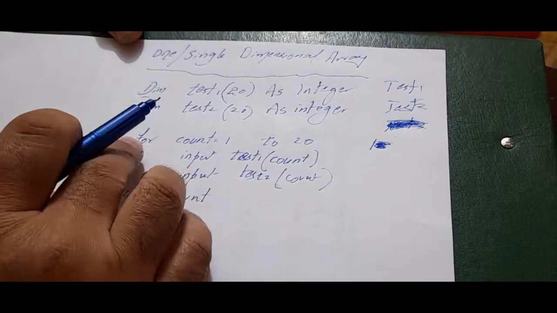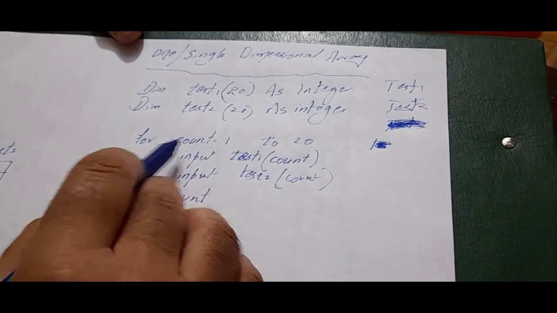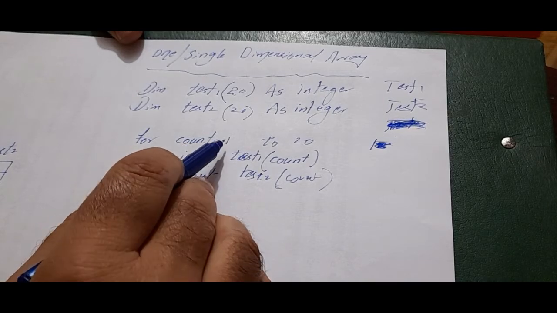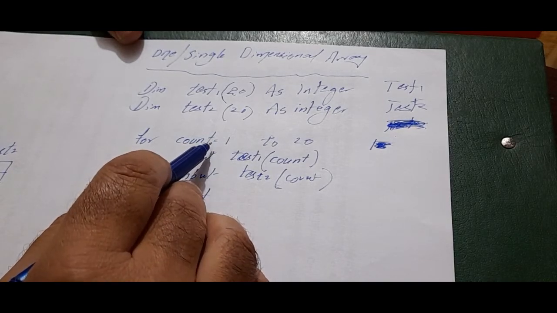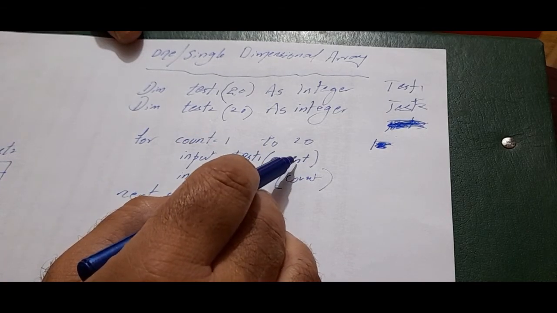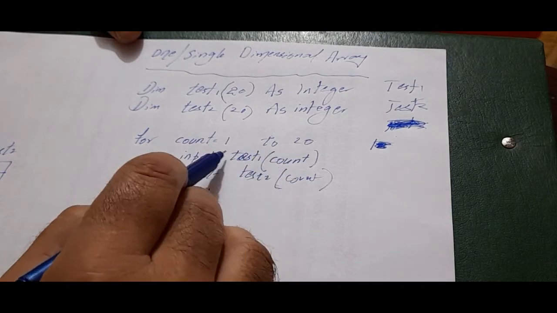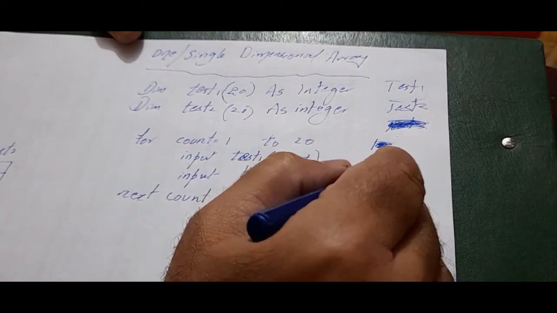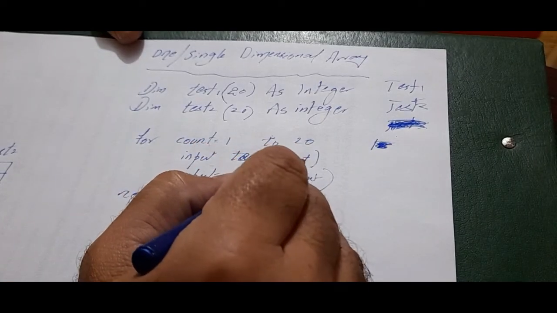Now what happens when this loop runs: count, which is the variable of the loop, will get 1 and come inside the loop. 1 will be put in the index of both these variables. So first, when the program runs, a question mark will be there for this statement. It will ask for a number.